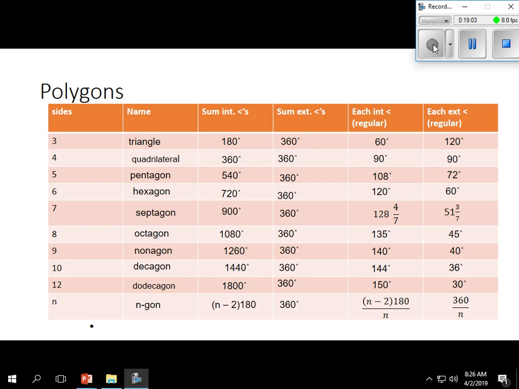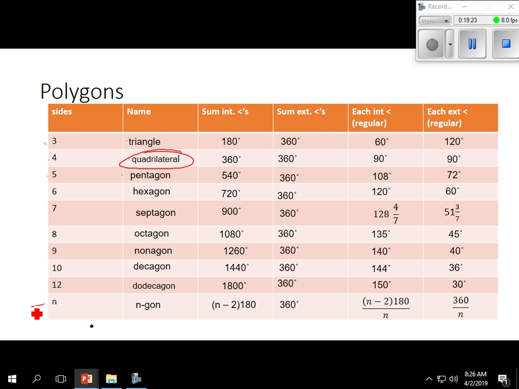This chart just shows you the different polygons. 3-sided polygon, which of course is a triangle. 4-sided polygon, which is a quadrilateral. Remember, quadrilaterals include all of those shapes: squares, rectangles, rhombus, so on, and includes all of those. 5-sided pentagon, it gives you all the names for all these.